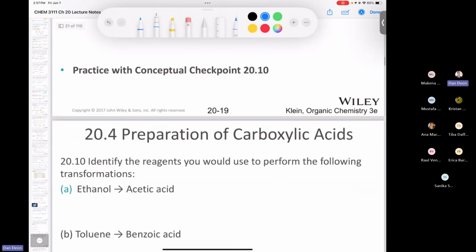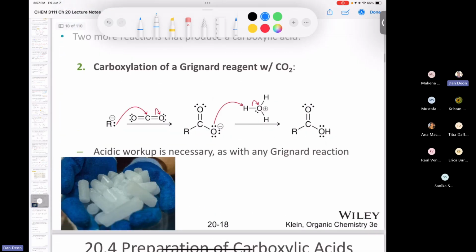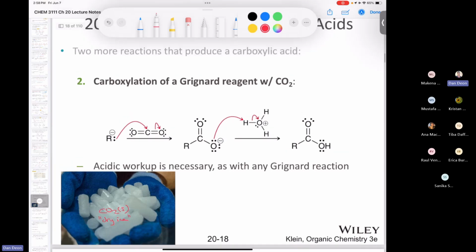One more thing I want to show you before we take a break, and that's this reaction here. If you're wondering what this funny picture is down at the bottom, this is actually solid CO2, also known as dry ice. Okay, you can buy that at King Soopers, in a freezer.